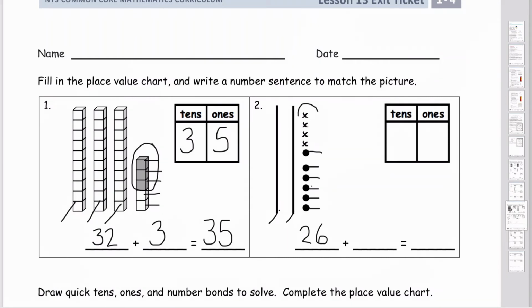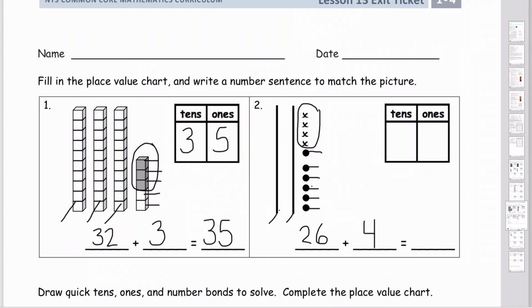And then these X's are going to represent the new number that we're adding on. So count up those little X's, and how many more are we adding? You're right, there are 4 more. So they want us to solve 26 plus 4. Let's count on again. 6 and 4 more.